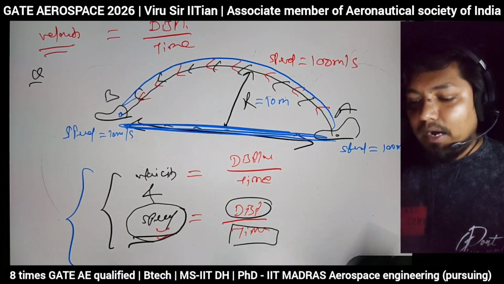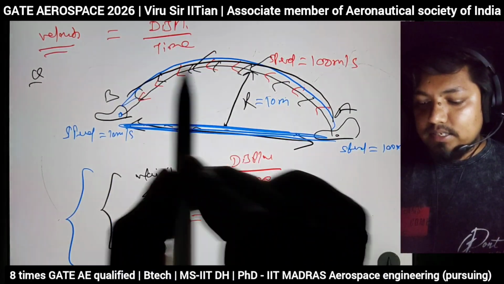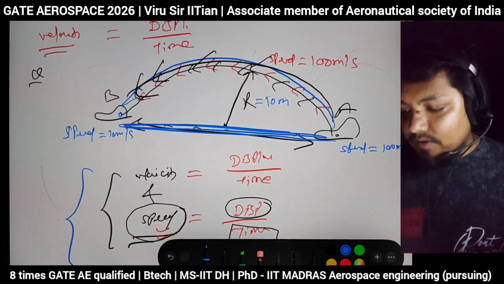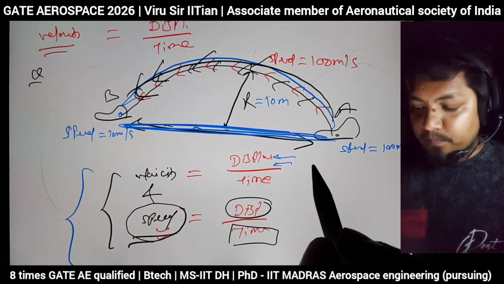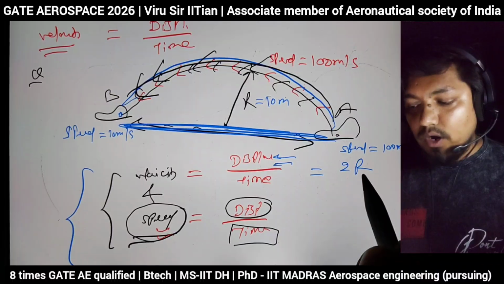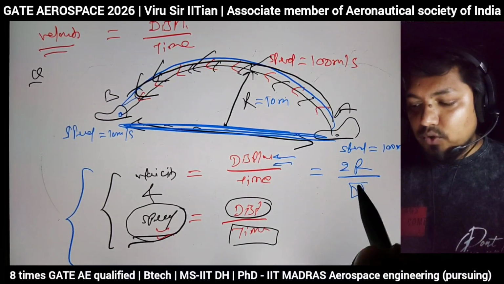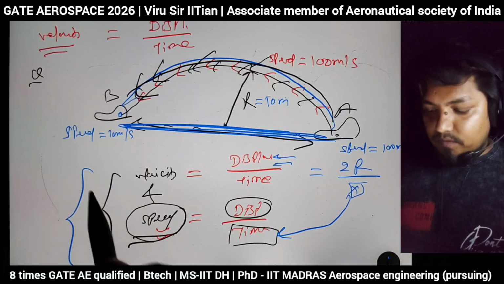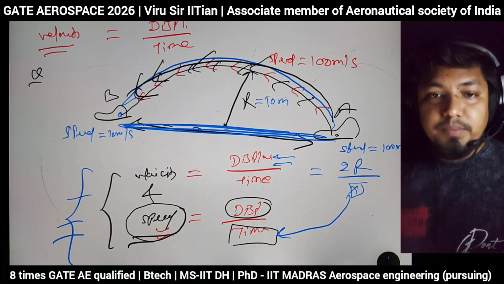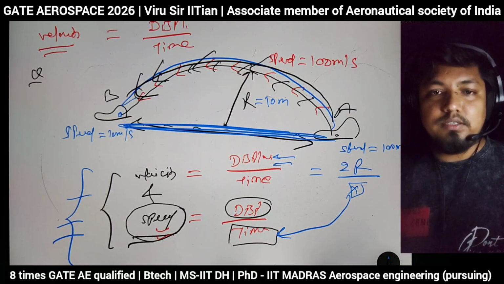Your real path from A to B is the curved path. But when I calculate velocity, I will bother about the displacement, the shortest path. So the shortest path is your 2r. The time we don't know; you will calculate it from here, and then you will find the velocity and speed ratio. I hope this part is clear.